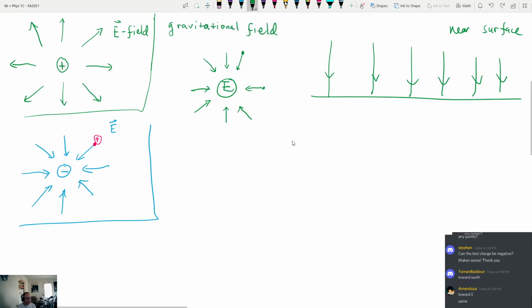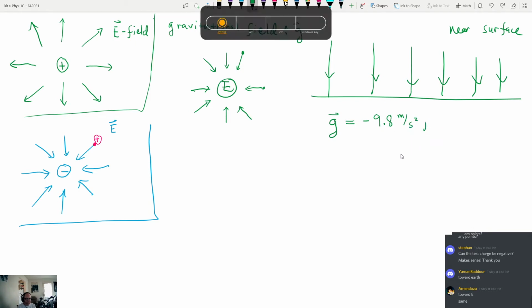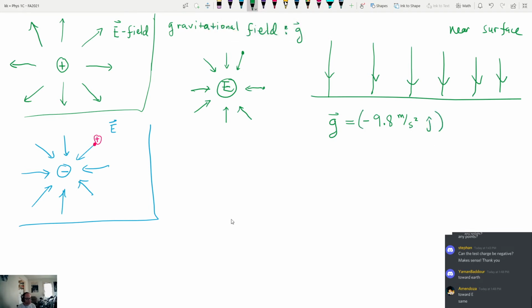In fact, we can go one step farther, and we can even define the gravitational field. Let's define the gravitational field to be little g, like this, right? I can even write down exactly the size of the gravitational field of the Earth. We know the gravitational field of the Earth creates an acceleration near the surface of negative 9.8 meters per second squared times j hat, right? Where negative j hat means it points toward the surface, right?